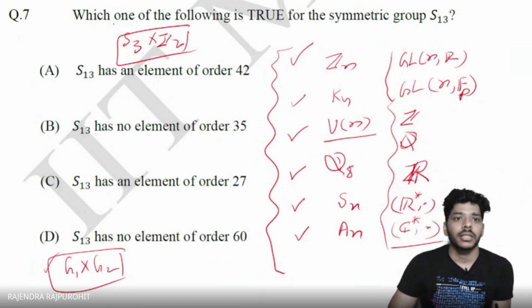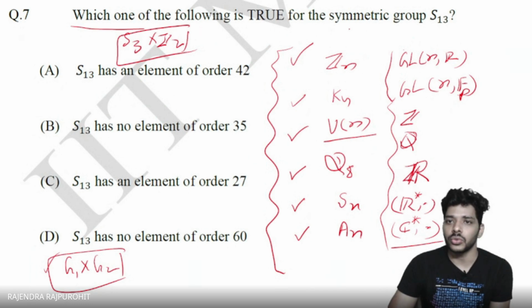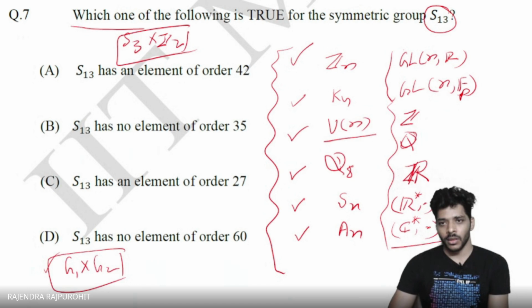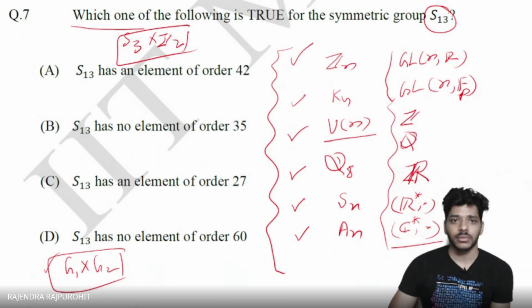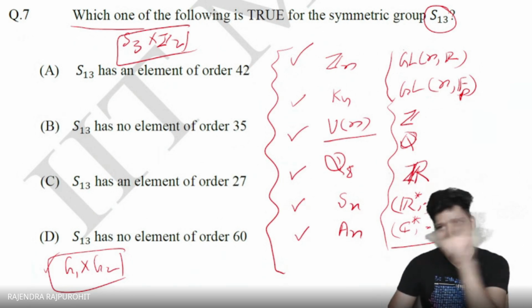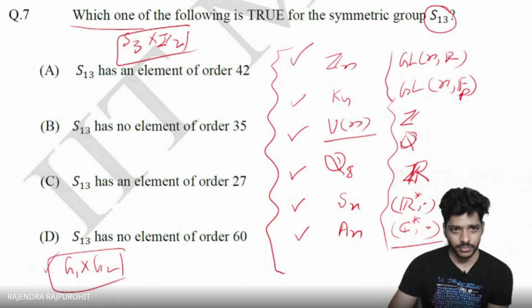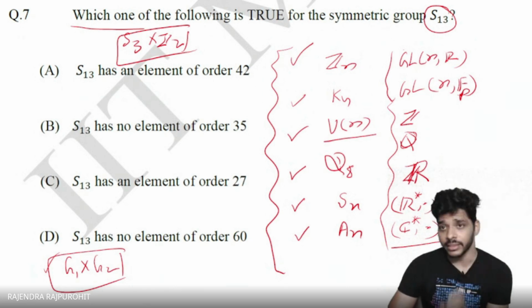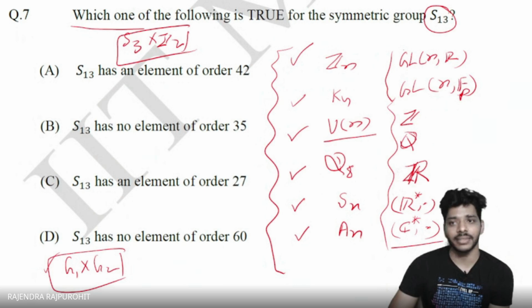Okay. Now let's look at this question. Which one of the following is true for the symmetric group S13? So now what is S13? S13 is the set of all permutations on 13 symbols. Like you take 1, 2, 3 up to 13 and you take all their permutations. Or you can say it is the collection of all one-one onto maps on a set which has 13 elements. A permutation is nothing but a bijection from a finite set to a finite set.